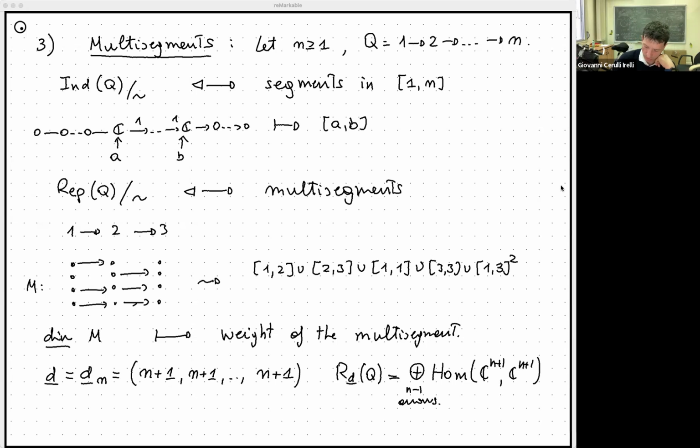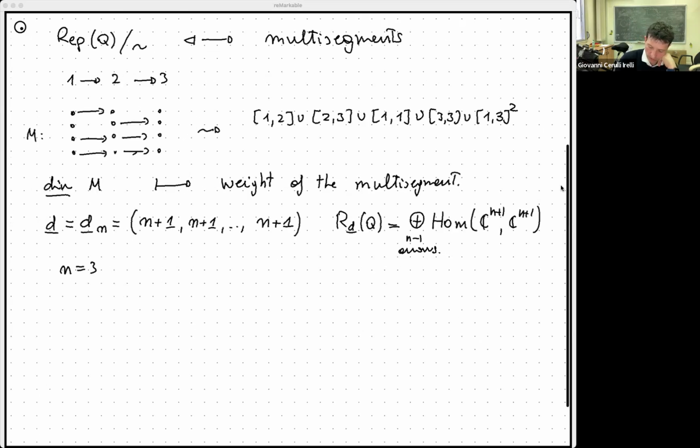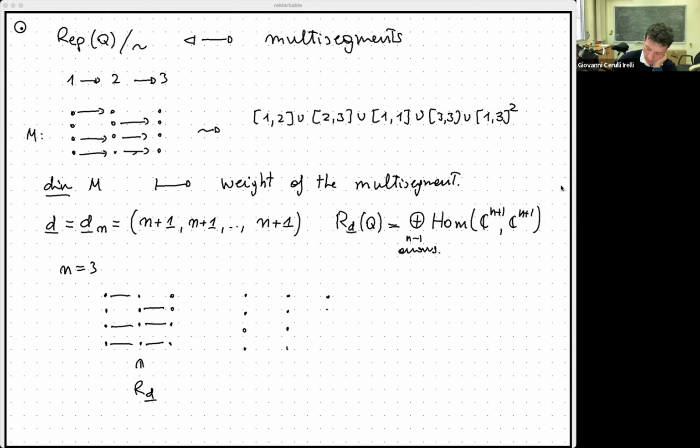So for example, for n equals 3, then we need 4 dots in each vertex, and then we just have to choose some segments at random. So this is a point in R_D, or another point is, for example, this, which is just 4 copies of the projective injective, and so on. So this is the variety appearing as the base variety of the universal linear degeneration of the flag variety.